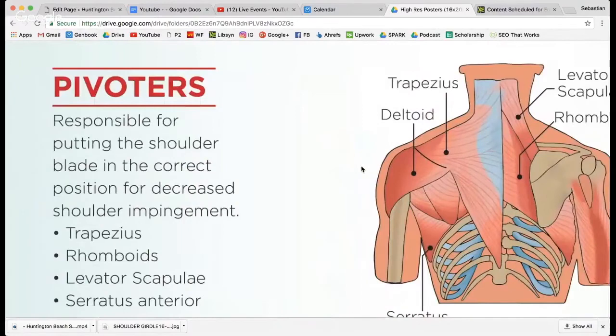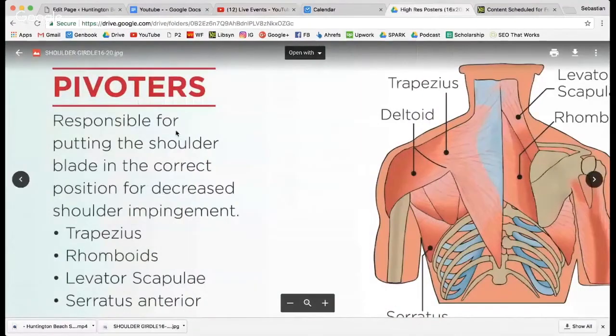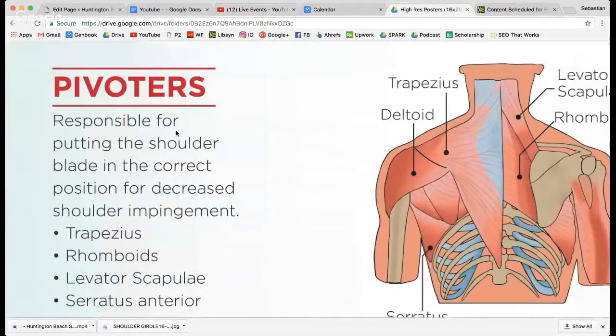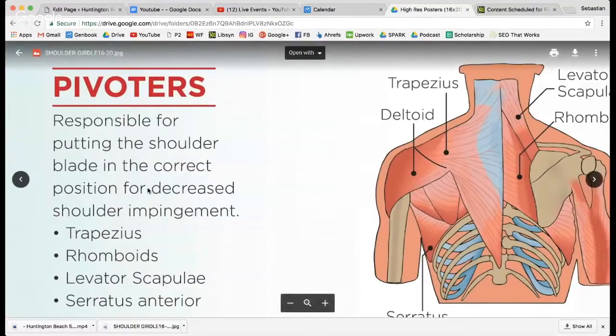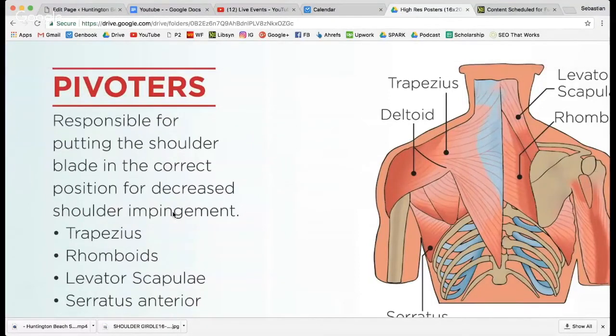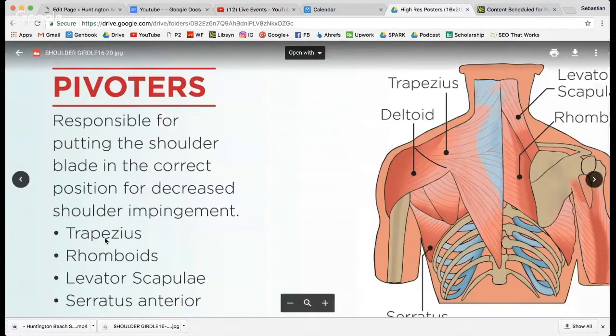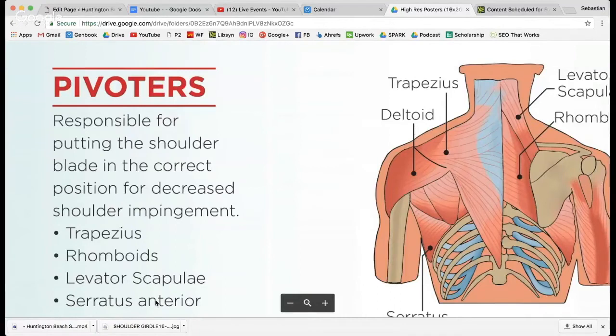Now let's go on to the pivoters. Okay, so we have the pivoters here. The first thing I note about the pivoters is that the whole point of them is putting the shoulder blade in the correct position for decreasing impingement. I know I just mainly talked about impingement in that subacromial space, but really impingement leads to a lot of cuff tears and shoulder pain at night, shoulder pain with throwing, shoulder pain with raising your arm overhead, especially with lifting. So if you don't get these muscles working, there's a lower possibility of having normal movements overhead.